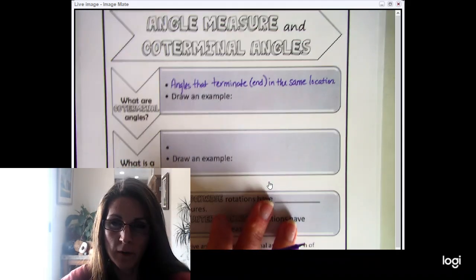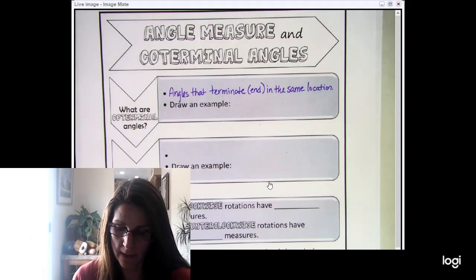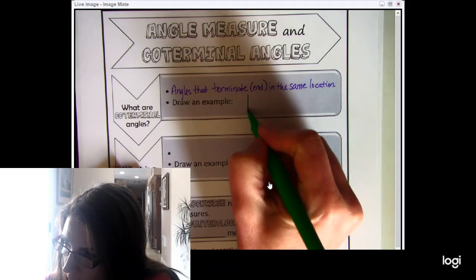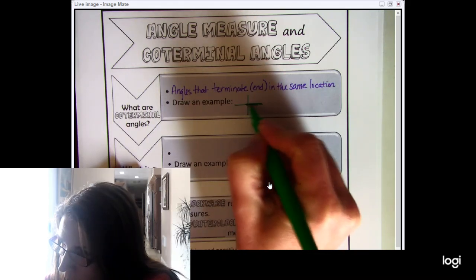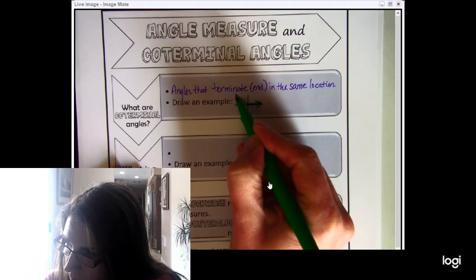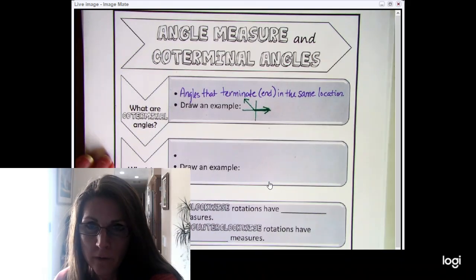Okay, so back up here to the very beginning. If I'm drawing an example of coterminal angles, here's my coordinate plane. Here is my initial vector. Let's have it end right here in quadrant 2.